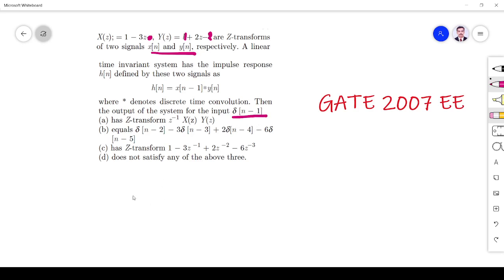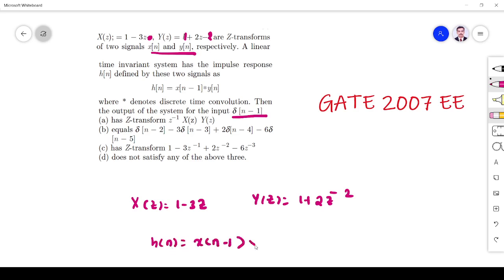So what have they given? They have given X(z) = 1 - 3z, and Y(z) = 1 + 2z^-2. Okay, so h[n] is given. h[n] is x[n-1] convolved with y[n].